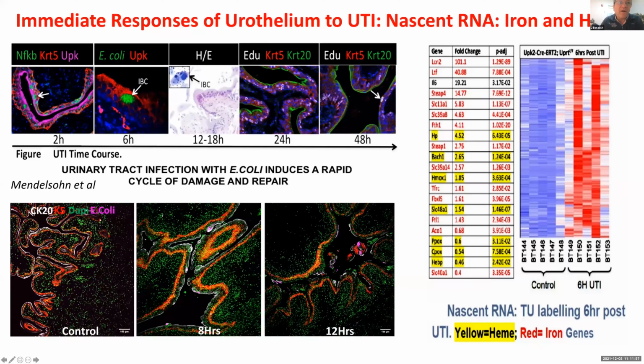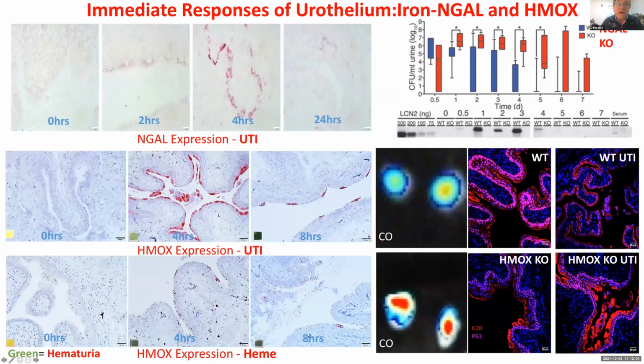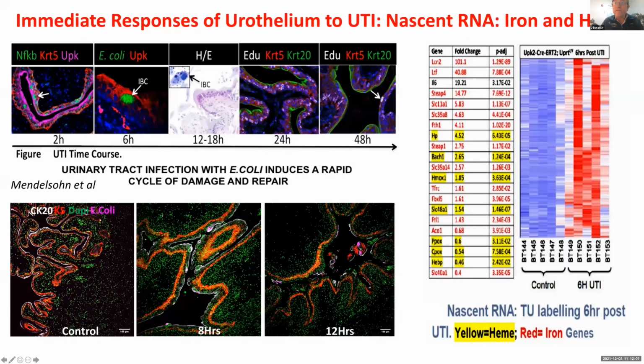So we needed a way to find the genes that are involved very, very early on within the first couple of hours after a UTI. So we invented a new mouse, on the previous slide, that I'm happy to distribute, that allows us to pull out nascent RNA from any cell of our choice at any moment of time without any dissection of tissue or organ. And so we can pull out the nascent RNA expressed in the urothelium after a UTI, in this case 6 hours. The red genes are iron-related genes, and the yellow genes are heme-related genes. They're very prominent after a UTI. Next slide, please.